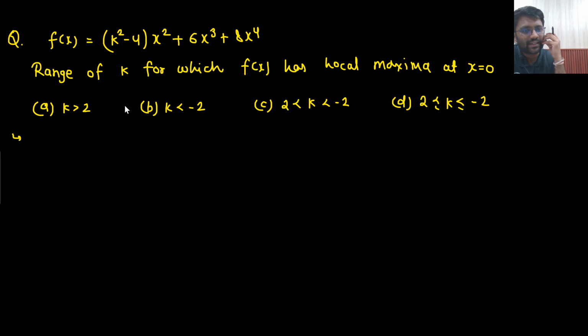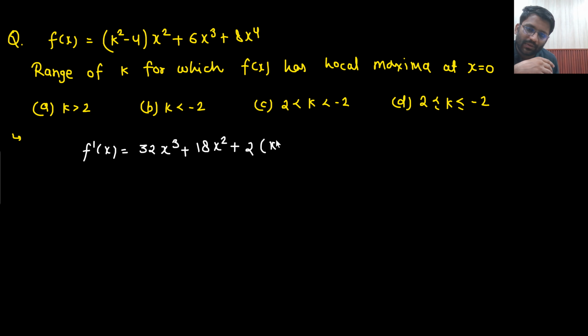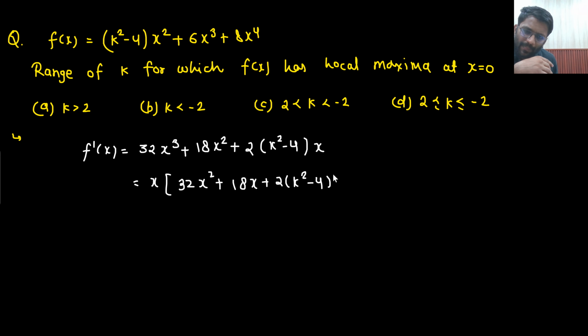In these kinds of questions, the second derivative test will be used. You try solving this question on your own. What would you do? You need to find out the range of k for which there are local maxima and local minima. First thing, differentiate. I can see here power 4, power 3, power 2. So let's write it in a correct manner: 32x cube plus 18x square plus 2 into k square minus 4 into x. I will take x common. Whatever I get inside, I don't much care about it: 18x plus 2 into k square minus 4.